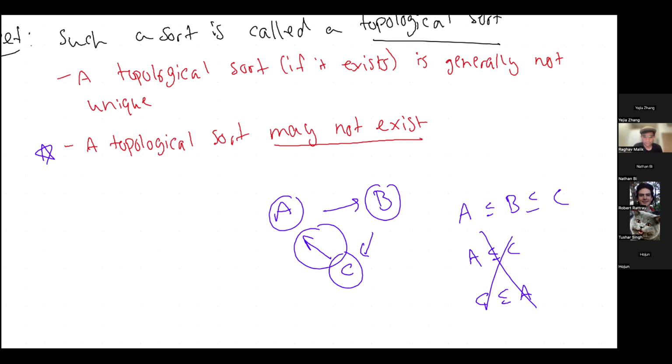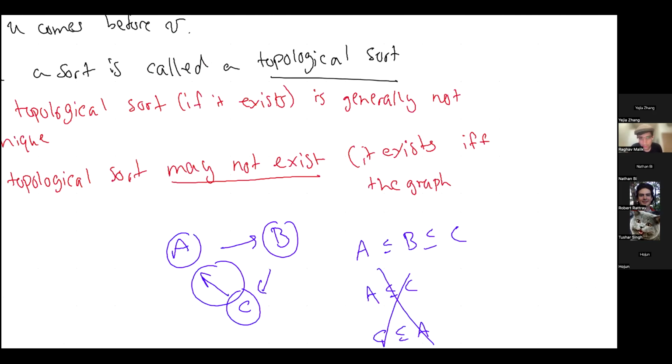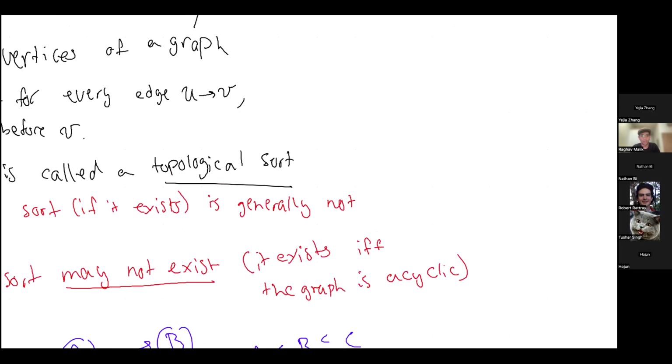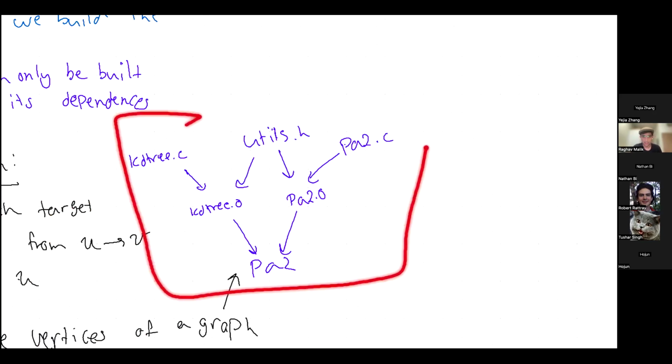So maybe I'll say it exists if and only if the graph is acyclic. Right. So our example graph here for the makefile is acyclic, so we're good to go. So we can topologically sort it.